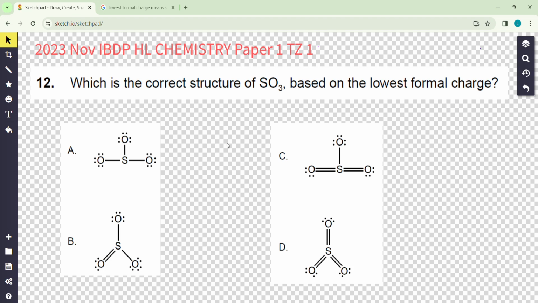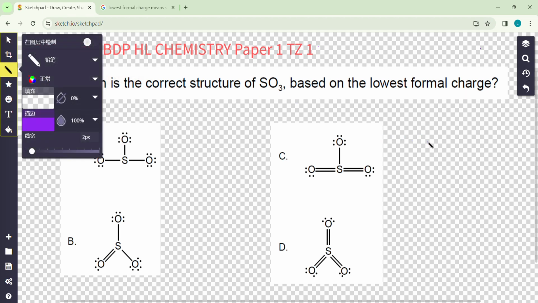Question number 12 is about lowest formal charge. You know that when the atom has the lowest formal charge, it's the lowest energy, and so it has the most stable structure, and it should be the structure if there are not possible structures. Okay, so first of all, you have to remember how to find the formal charge.